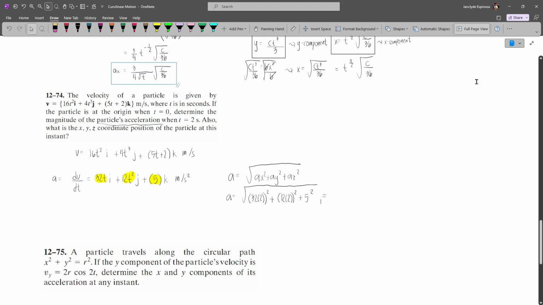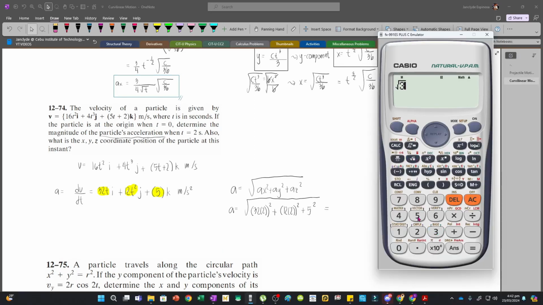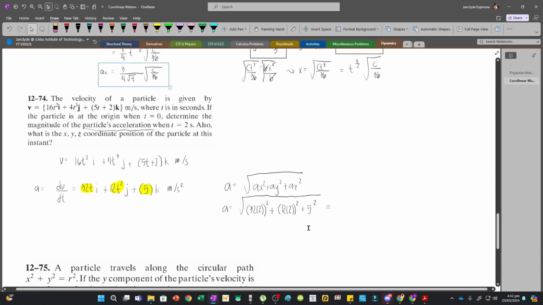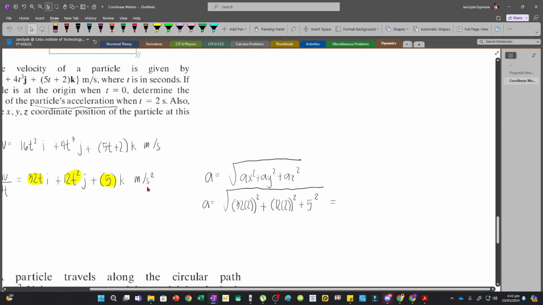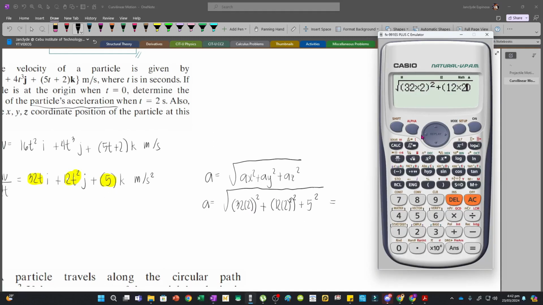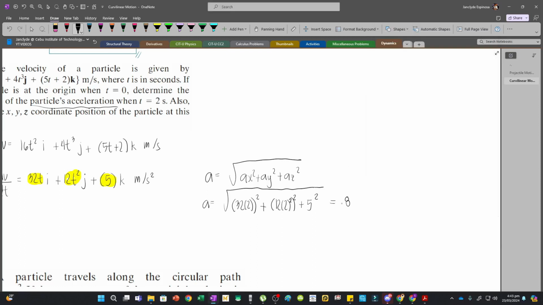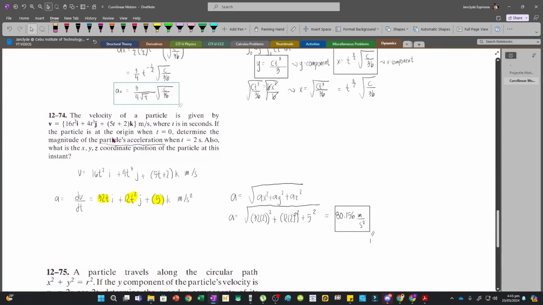And so our acceleration is the square root of (32 times 2) squared plus 12 times 2. By the way, this is actually squared inside because we have t squared, so this is 12 times 2 squared, quantity squared, and then plus 5 squared. So we have a value of 80.156 meters per second squared. This is for the first part of the question.